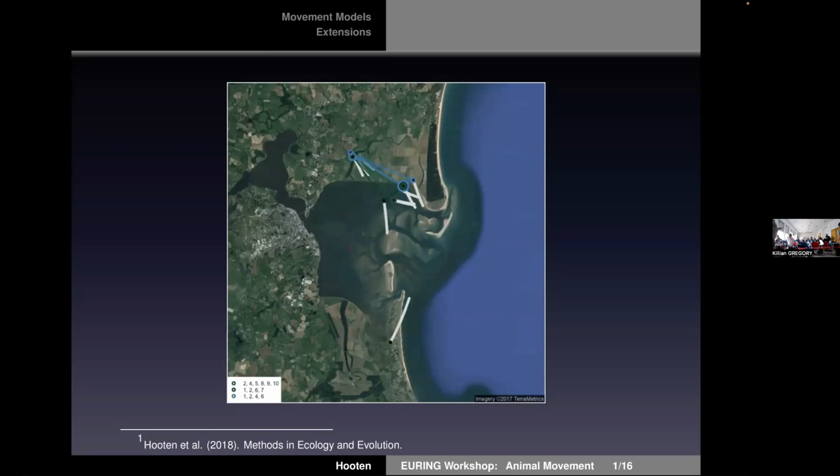So the plan is, intro, point process model stuff, and then we're going to break it up into what's called discrete time movement models, and then we're going to do more on continuous time movement models. So any questions before we get started?